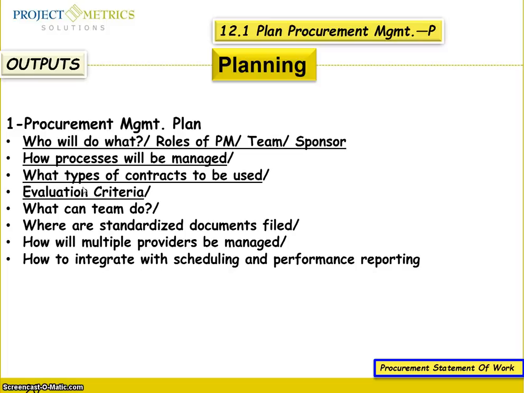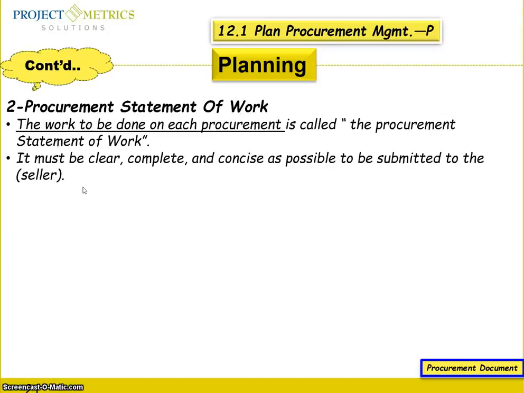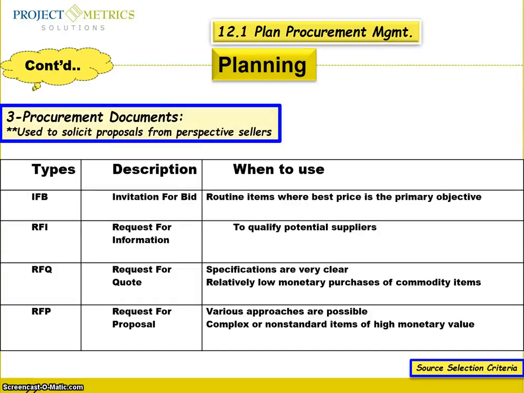There is another output here called the procurement statement of work. The work to be done on each procurement is called the procurement statement of work. It must be as clear, complete, and concise as possible to be submitted to the seller. Another output is called the procurement documents, which are the initials IFB, RFI, RFQ, RFP, standing for invitation for bid, request for information, request for quote, request for proposal. You have all of these in a table.